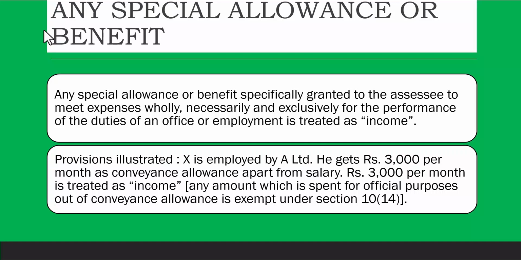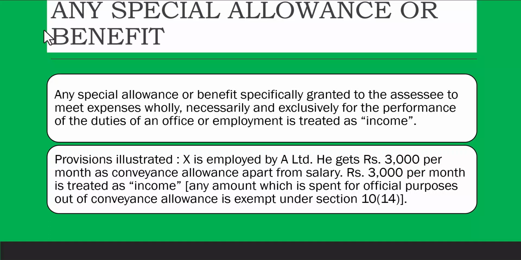Now, if you get conveyance apart from your salary, that conveyance will be included in your income. But if you are spending some money for certain official purposes, suppose you have to go to some office, some place, for doing your official duties, then that conveyance which is given to you is exempt under section 10. But if it's a regular allowance, then you are supposed to pay tax.